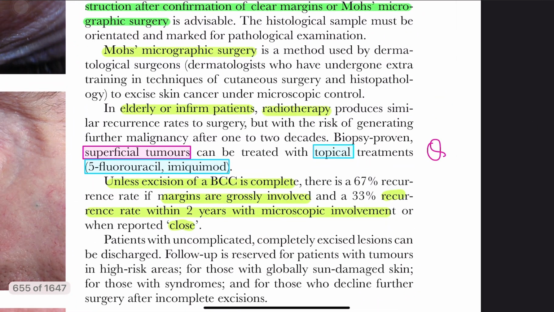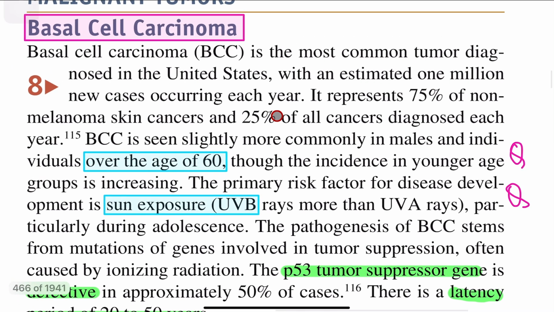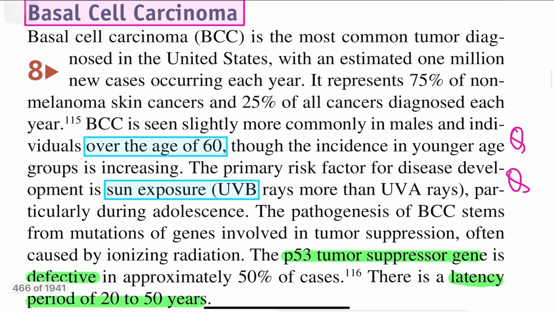Let's see Schwartz. So basal cell carcinoma mostly occurs at age over 60 years, and sun exposure I already told, but what type? UVB. You can remember UVB, B for bad. So it's involved in BCC, mainly. UV also involved, but more B for bad.